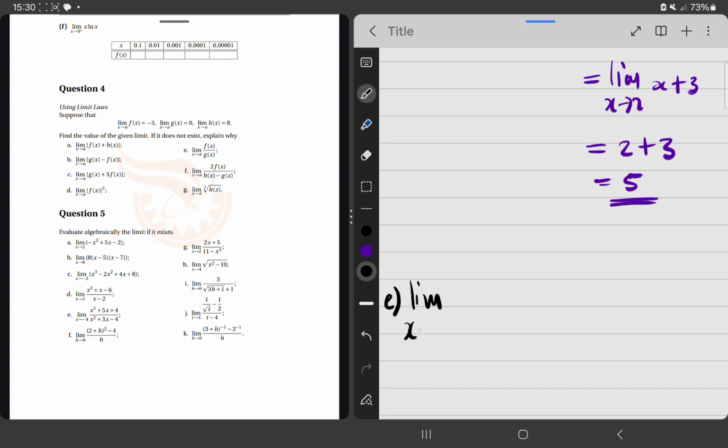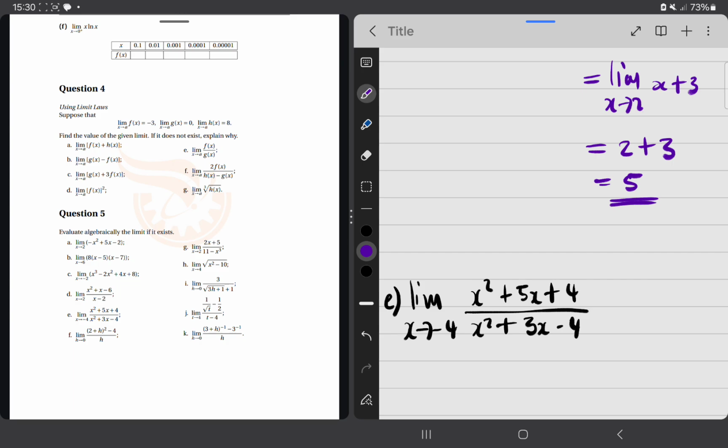Limit as x approaches -4 of (x squared plus 5x plus 4) all over (x squared plus 3x minus 4). Pause it and try it on your own.